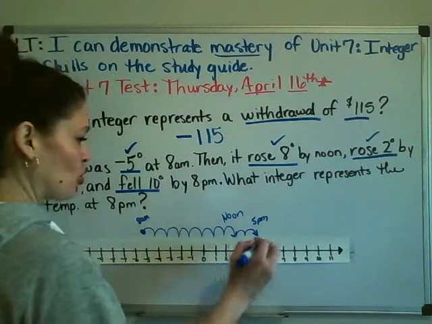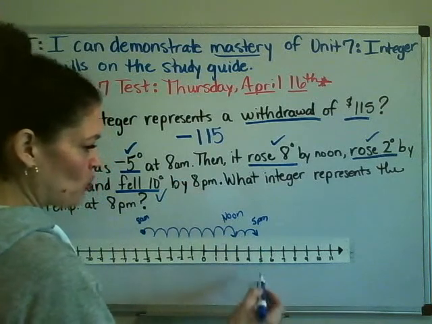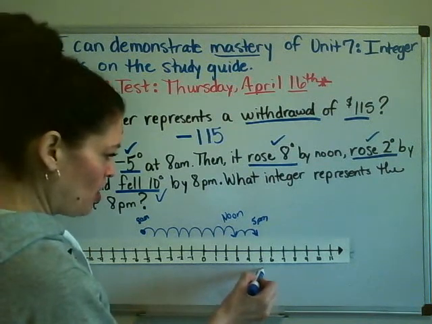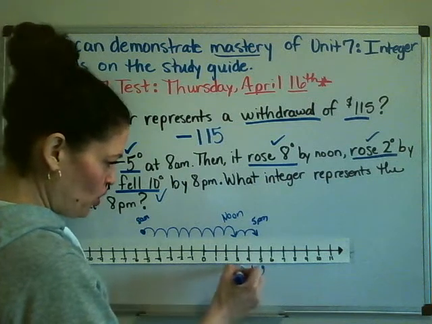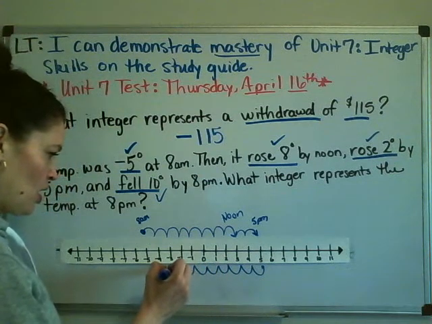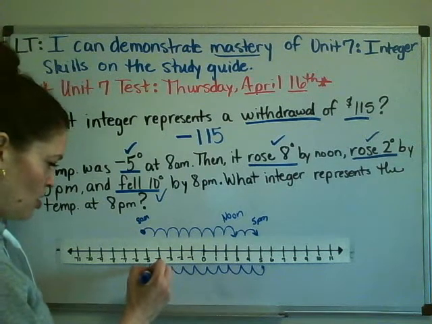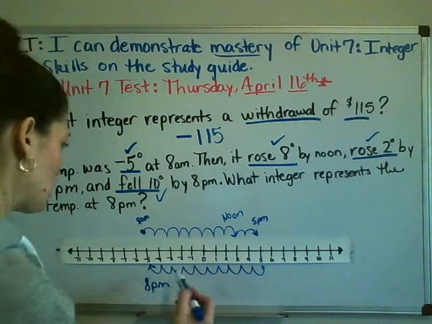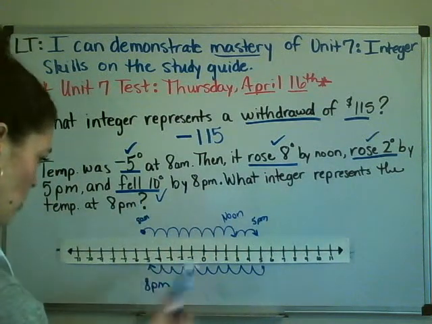So now I have to make the temperature go backward because the temperature is falling. So I'm going to use the space underneath. So we're here, I have to make it go back 10 degrees. So I'm here at 5 p.m., go back 10, 1, 2, 3, 4, 5, 6, 7, 8, 9, 10. 10 degrees, made it fall. This represents 8 p.m. So now let's answer the question. What integer represents the temperature at 8 p.m.? Look at my number line.